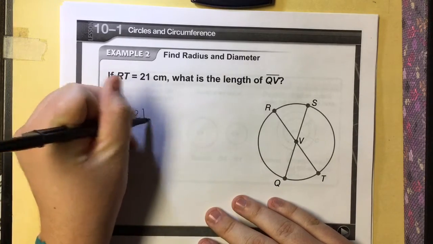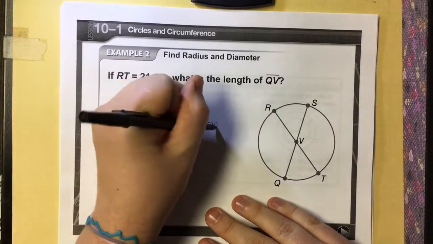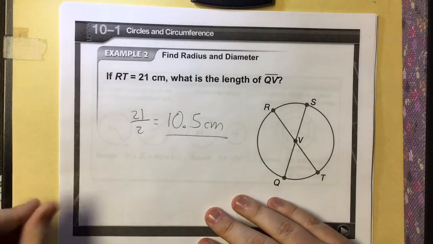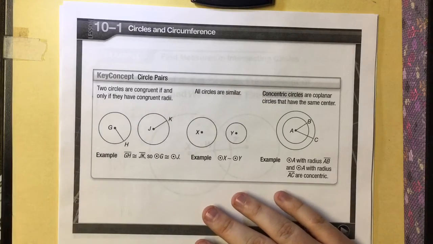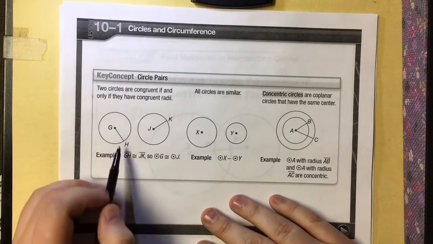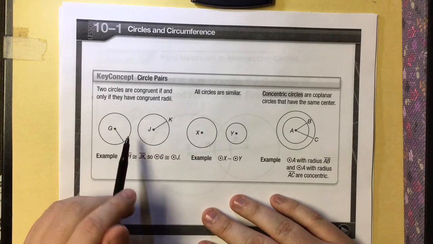So we just do 21 divided by 2, and we get 10.5 centimeters. Okay, any radius is half of any diameter. Right here, just a little bit of some other pairs and things we talk about with circles.